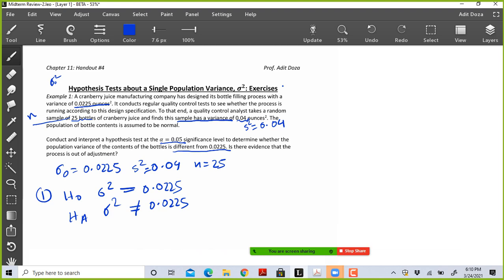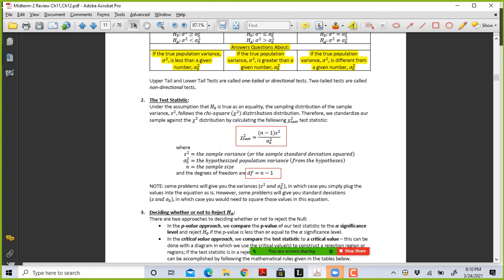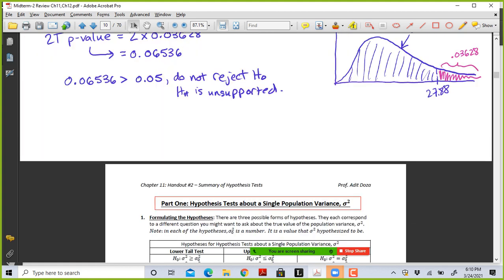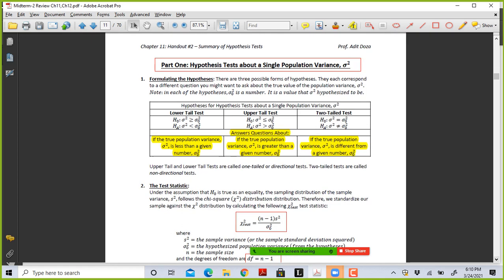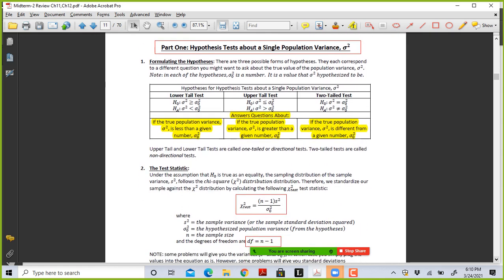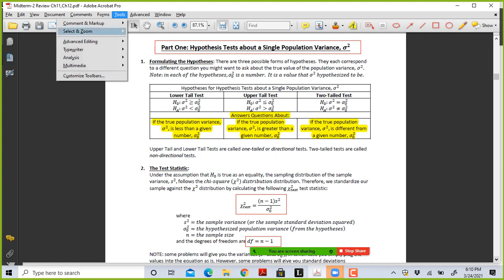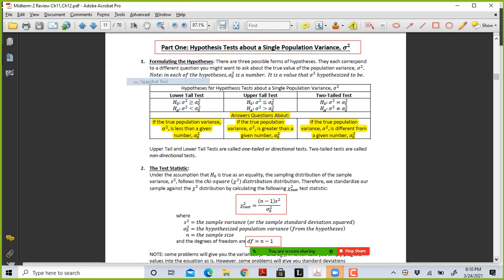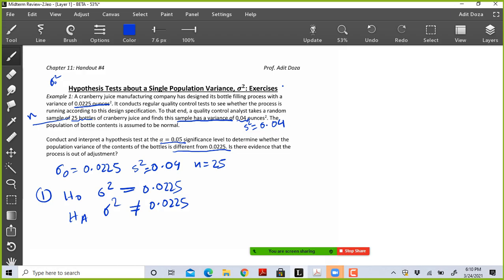So if we go back to our formula sheet, it is different from a given number. And now step 2 is calculate the test statistic. So we use this formula. Let me use a snapshot tool. Okay, copy this formula there. It's a little small, but it's okay.